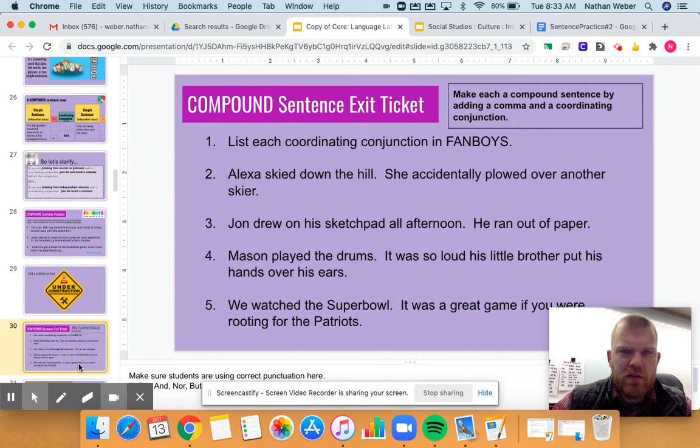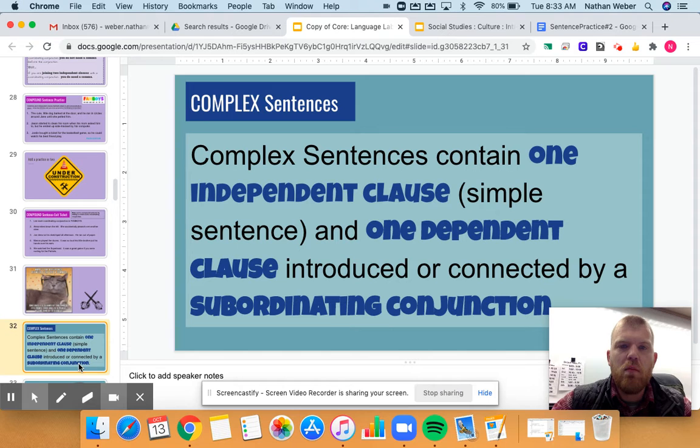Now we are going to get into complex sentences. So this is where I do want you guys to write down and take notes on what I'm talking about. So please write this down. A complex sentence. Complex sentences contain one independent clause, so one simple sentence, and one dependent clause introduced or connected by a subordinating conjunction. Now, a subordinating conjunction is different than a coordinating conjunction.